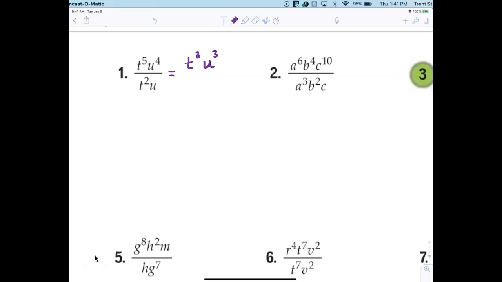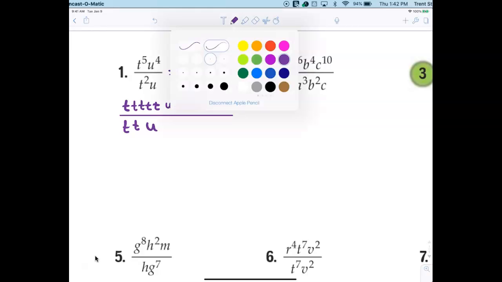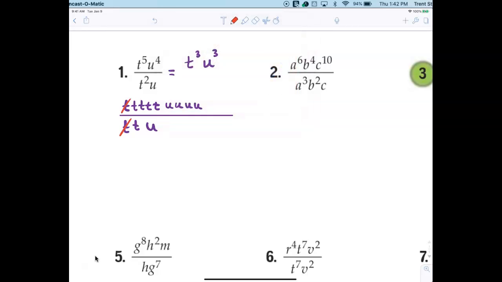Now let's say for whatever strange reason you don't understand what I'm doing. Here's how you're going to handle it. T to the 5th means this, u to the 4th, t squared. Does everybody see that? Now watch me. This t cancels out with this t. This t cancels out with this t. This u cancels out with this u. What's left? 3 t's and 3 u's. That's it. That's how simple. That's all there is to it.